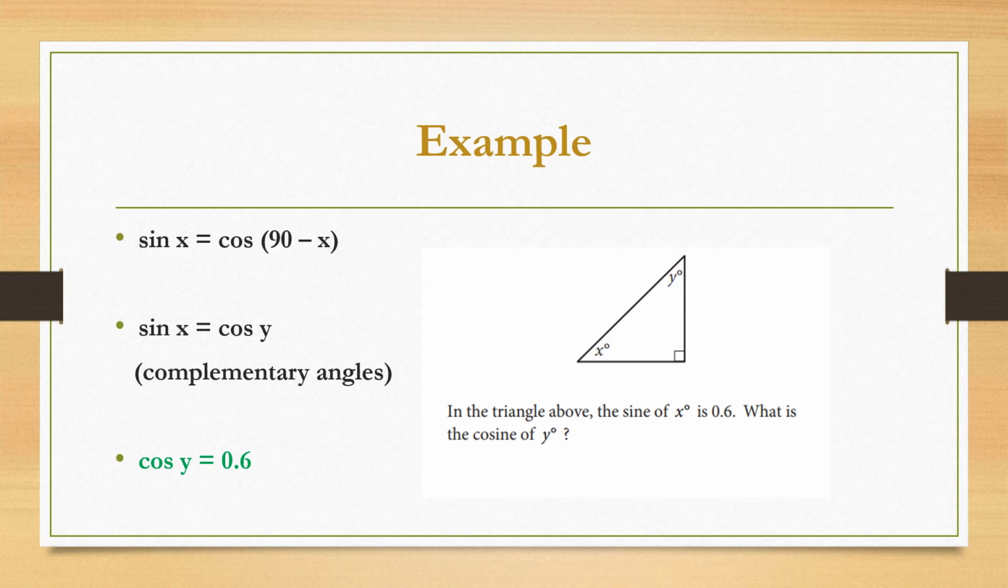Here's an example from one of the formulas. The sine of an angle is equal to the cosine of the complementary angle. So the sine of x will be equal to the cosine of y in this problem. Sine of x is 0.6, therefore the cosine of y is also 0.6. Memorizing the formula or understanding the concept.